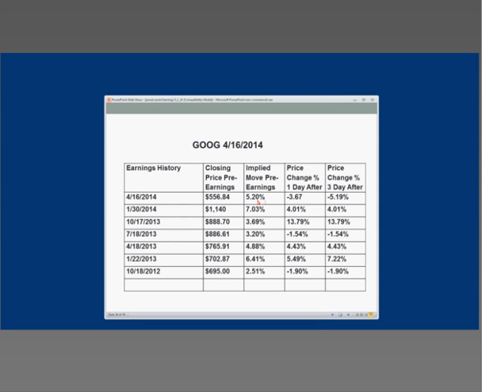So if you just look here for Google, you can see the implied moves. If you average all these up, I did this earlier. Let me see if I can find the piece of paper. I just averaged that up, and that's what I look at. I look at that average, and it's about, just eyeballing, a little over 4%.